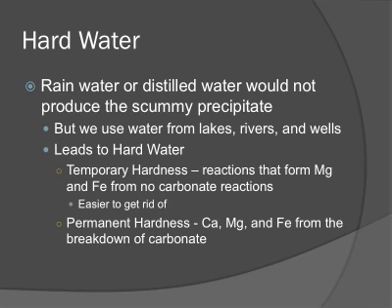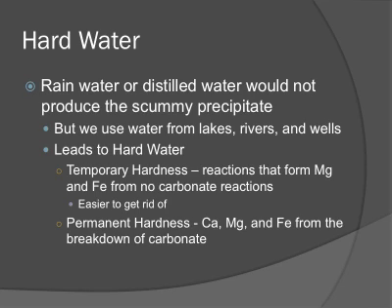We use water from lakes, rivers, and wells. And in order for water to get in lakes, rivers, and wells, it goes over the ground. And in the process, it picks up all of these ions like calcium and magnesium that we see in our water buildup. This leads to hard water. And there are two types of hard water.